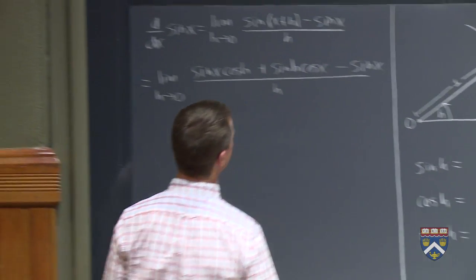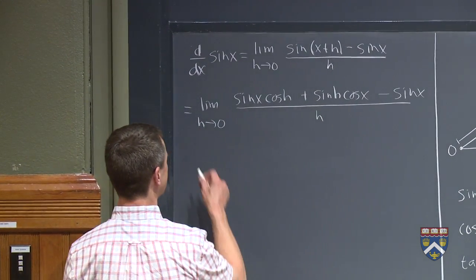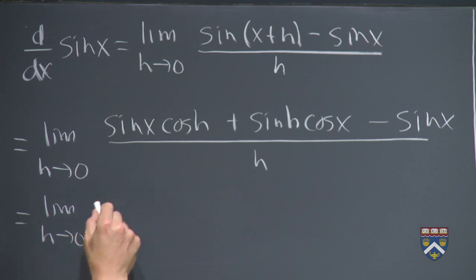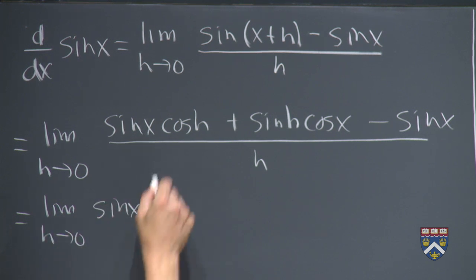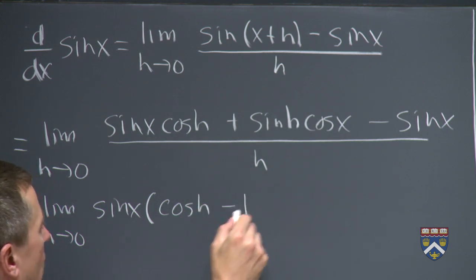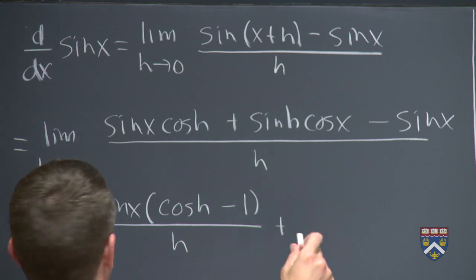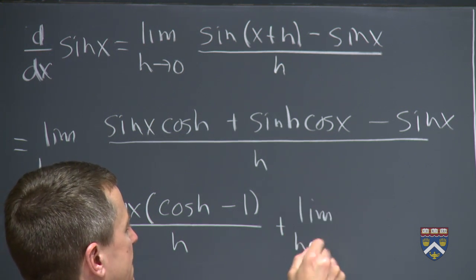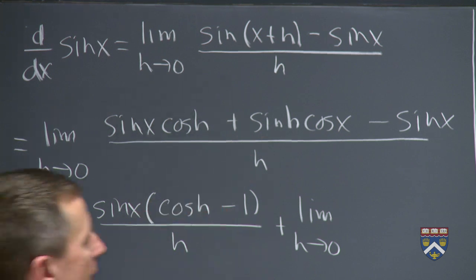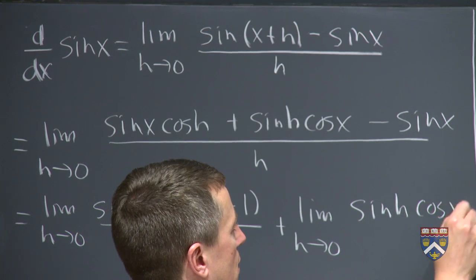All right, so what can we do now? I see two sine x's in here. So we can factor out a sine of x from those two terms. So sine of x, and what's left from this term is cosine of h. What's left from this term is a minus 1, all still over h. And then what's left here, again, we're doing this thing where we break up the limit into two separate limits. What's left from this is sine of h, cosine of x, all over h.